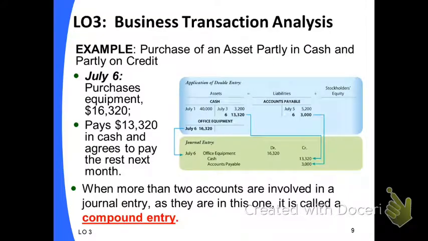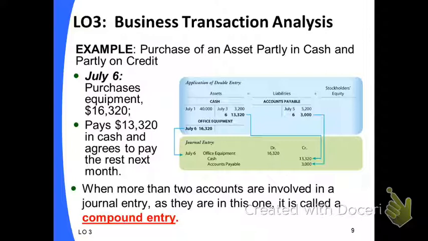Let's look at another transaction. Purchase of an asset partly in cash and partly on credit. This would be a scenario where we basically put some sort of money down on an item. This is typically with bigger types of assets where we put some money down and then the balance we're going to pay off over some period of time.